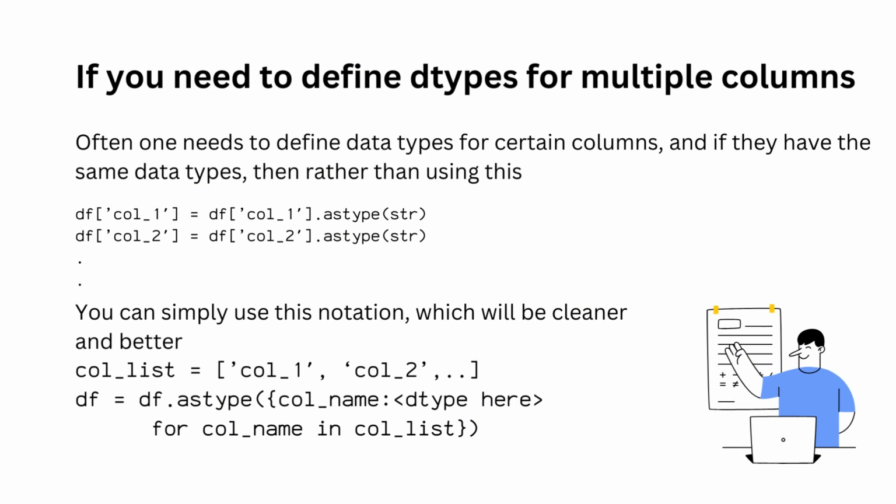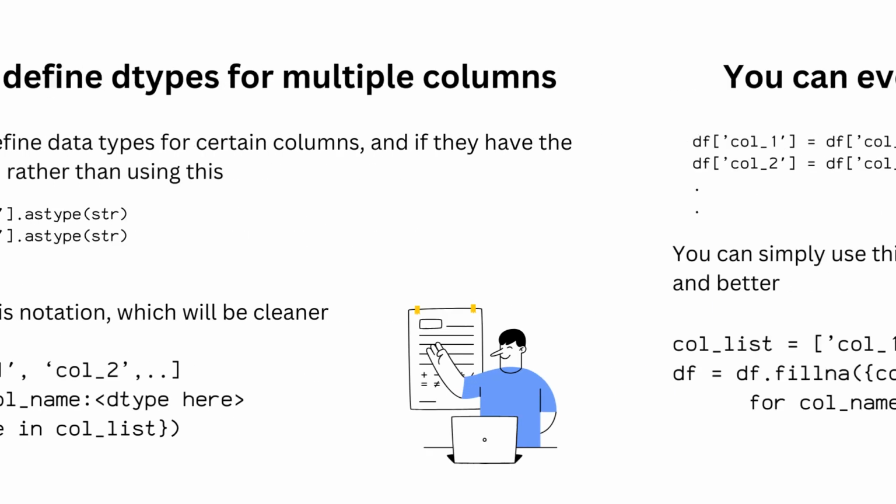Also, if you need to define data types for multiple columns, which we often need to do, and if the data type is the same, you should not be assigning it in the manner shown above. You can simply use this notation, which will be cleaner and better. We define the column list and then use df.astype, passing the list in the dictionary as shown below.